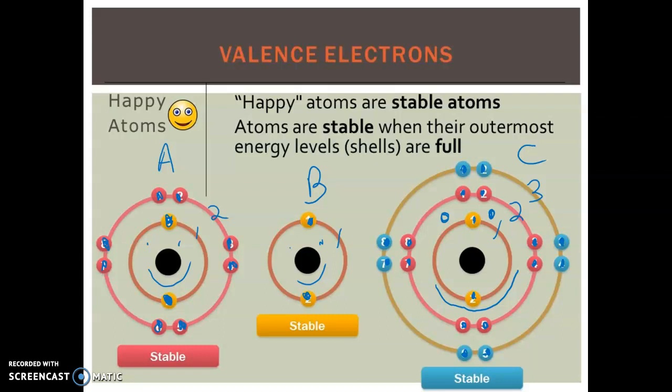Is it just the first? Is it up to the second? Or is it up to the third? It doesn't matter. But if any one of these examples, A, B, or C, were missing just 1 electron, either for A in the second energy level, missing just 1 in the first for this one, or missing just 1 in the third, they would be considered unstable.